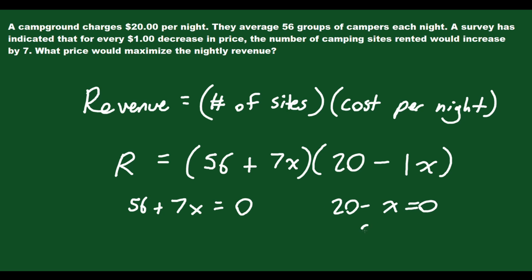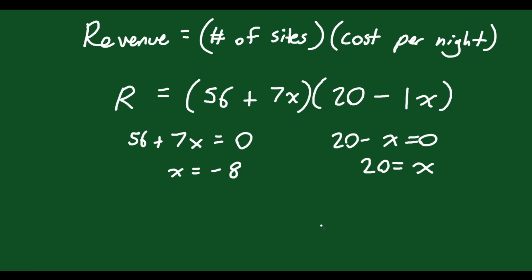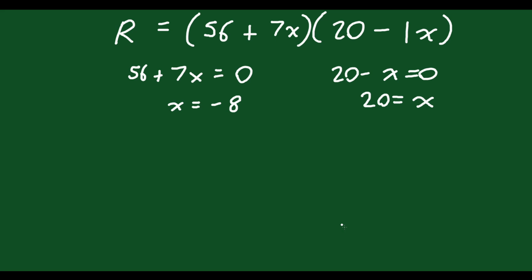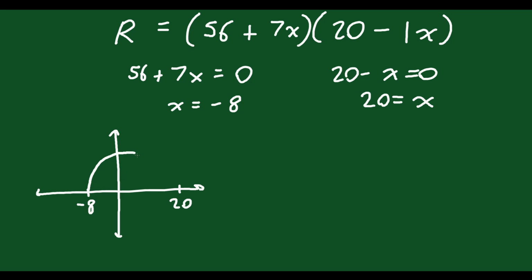This one's pretty straightforward, right? It's 20 equals x. This one over here, you move the 56 to the other side, divide both sides by 7, and you get x is equal to -8. So you get -8 and 20 as your roots. So if we were talking about graphing this thing, it would look something like this. You'd have 20, you'd have -8, and it would be going like this.